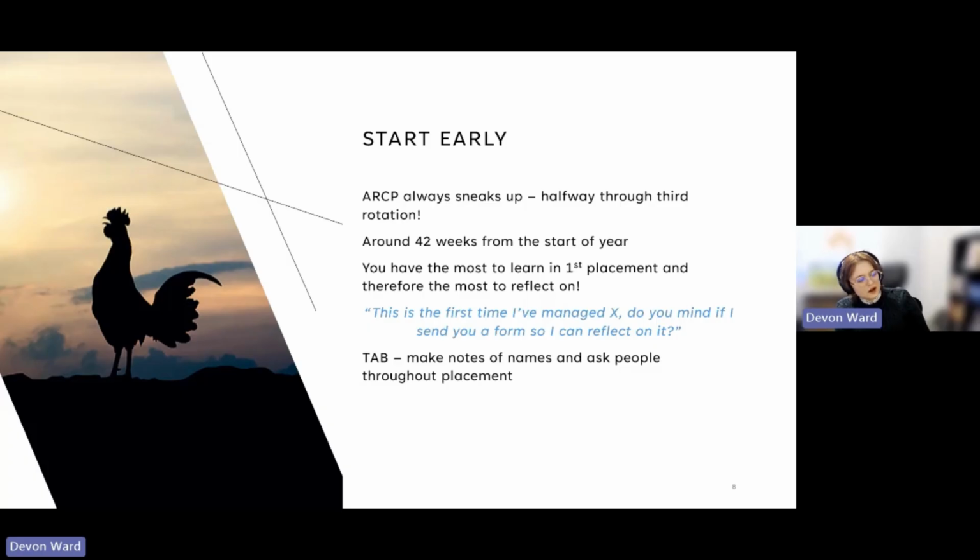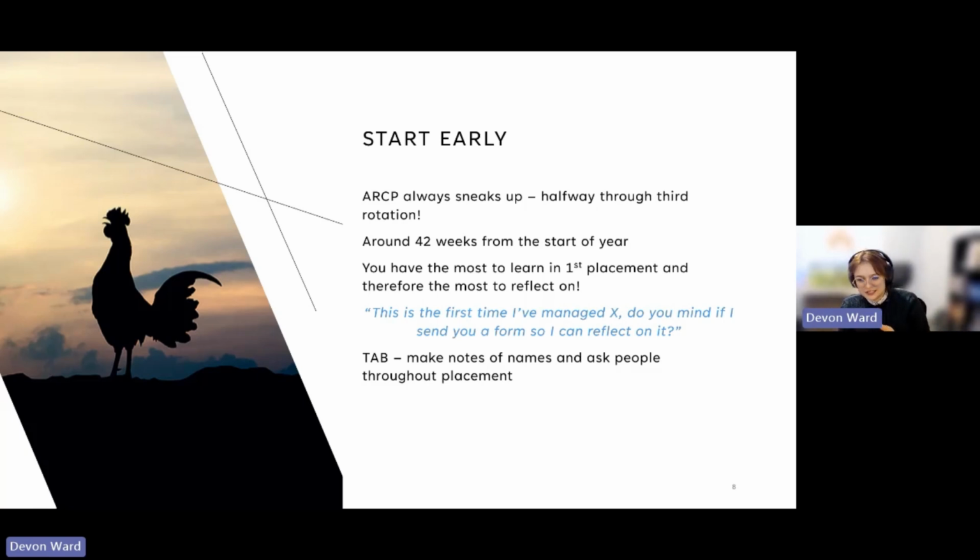Now, I always say to people that you have the absolute most to learn in your first placement, and therefore the most to reflect on, because when you interact with patients and manage things, it will be the first time that you as a doctor have managed that condition. And therefore you have lots to learn from it and lots to reflect on. It is different to see something as a medical student than it is to see it as a foundation year 1 doctor. Those are different things.